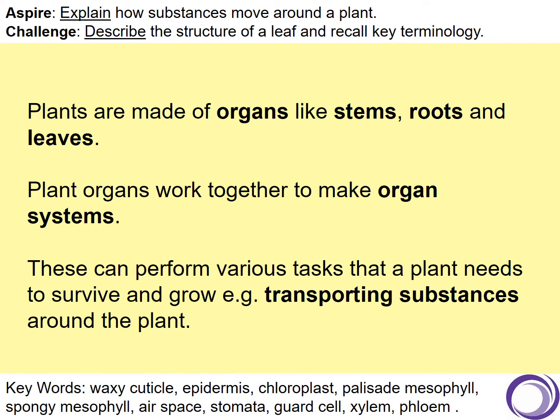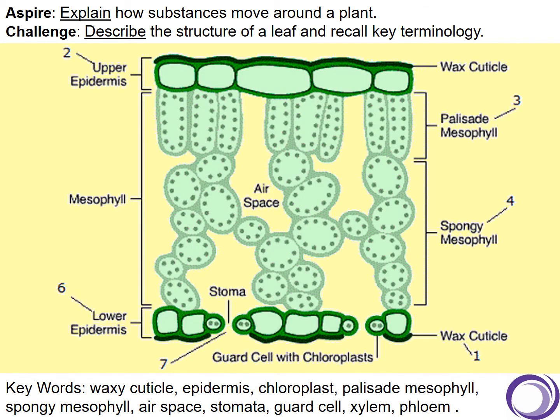And those organs will come together and make an organ system. And they will carry around things like transporting substances around the plants, such as water or glucose and minerals. Okay, so they are our organ systems. So key points: plants have organs just like us, and the organs are stem, roots, and leaves. And what we'll look at today is the leaf.